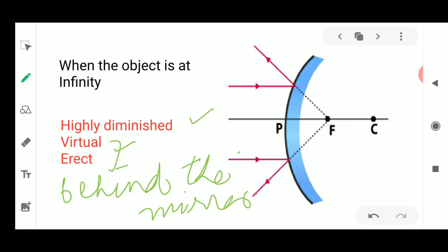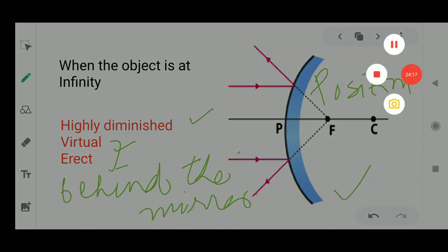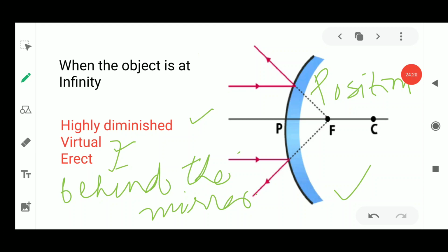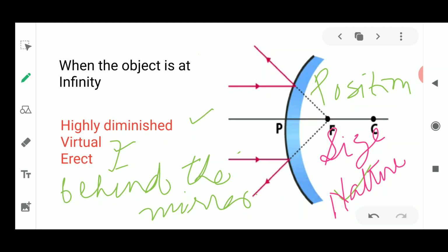easy. You should always understand what all things you have to write, and you have to explain this ray diagram, how it is being formed. So while writing the nature of the image, you have to remember three things. Yesterday also I told you that you have to remember three things: the position of the image, the size of the image, and the nature of the image. These three things you should always remember for the image formed by any kind of mirror or any kind of lens.